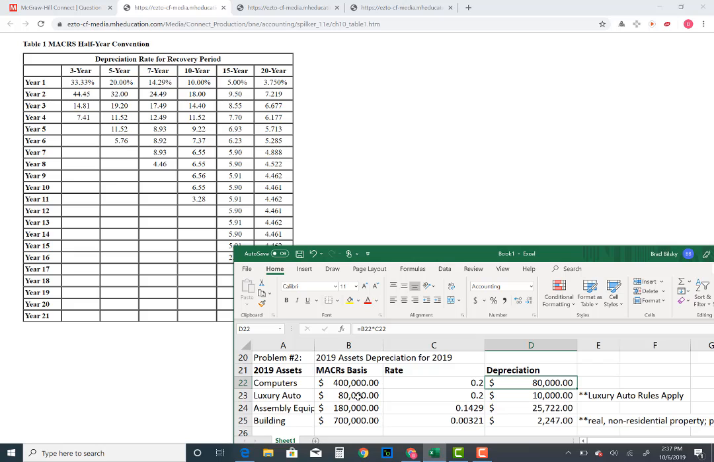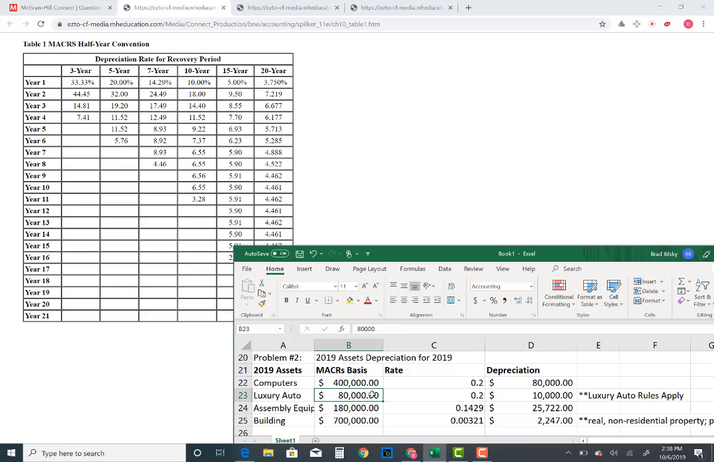I'm going to skip over the luxury auto for a second here. We'll come right back to that. The assembly equipment, that's 7-year asset class equipment. So we come over here, year 2, or rather, I'm sorry, year 1, it's the first year this piece of equipment is in operation. We just bought it. Come under 7-year, you have 14.29%. Remember to move your decimal over when you do the calculations. Take the 180 times that, and we get 25,722. So just exactly the same as what we did earlier for 2018's initial asset purchases.